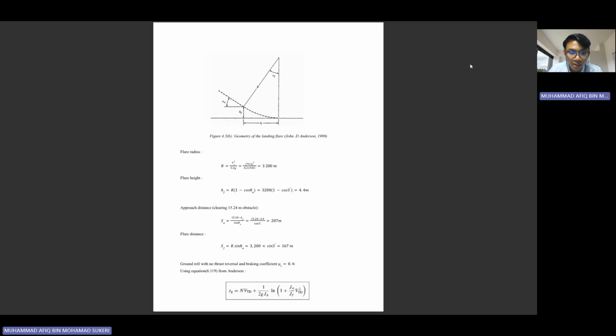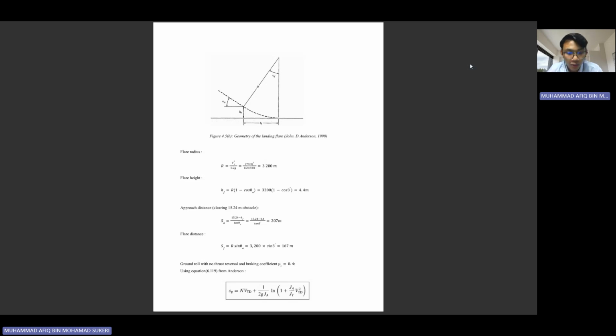So this is a typical data: in feet it is around 50 feet. I converted it into meters, around 15.24 meters, to clear an obstacle. So for flare distance, we can calculate it from the calculation we have made.